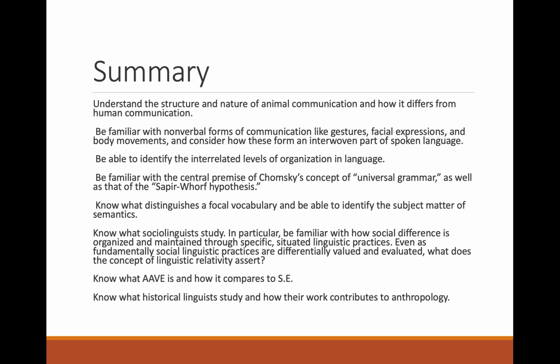Be familiar with the central premise of Chomsky's idea of universal grammar, as well as that of the Sapir-Whorf hypothesis. Know what distinguishes a focal vocabulary and be able to identify the subject matter of semantics. Know what sociolinguists study. Understand how social difference is organized and maintained through specific situated linguistic practices. Even as fundamentally social, linguistic practices are differently valued and evaluated. What does this concept of linguistic relativity assert? Know what African American vernacular English is and how it compares to standard American English, and know what historical linguists study and how their work contributes to anthropology as a whole.